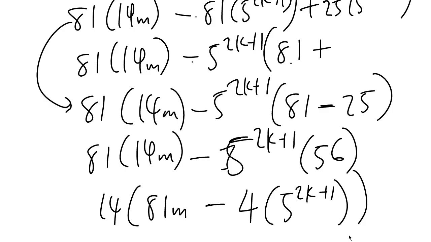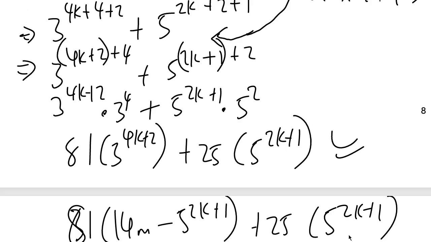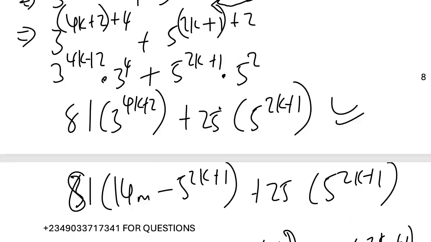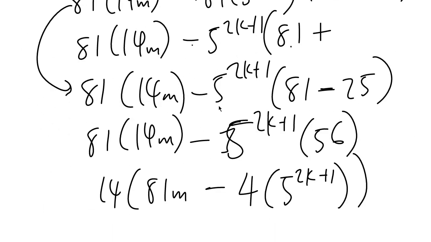This is not a past question. I just brought something that is more complex so that you can have a better understanding, so that any question you are given, you'll be able to get it. So this is it. Even though you wanted to make 5 to the power 2k plus 1 the subject, you can move the positive 3 to the power 4k plus 2 to the right, and 5 to the power 2k plus 1 will be 14m minus 3 to the power 4k plus 2, and then you substitute. That's just the principle.